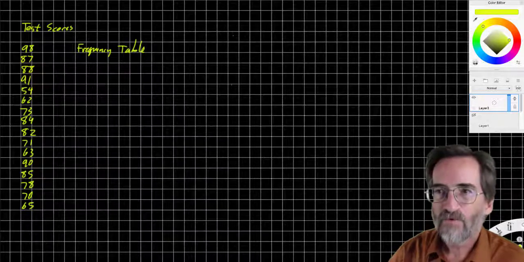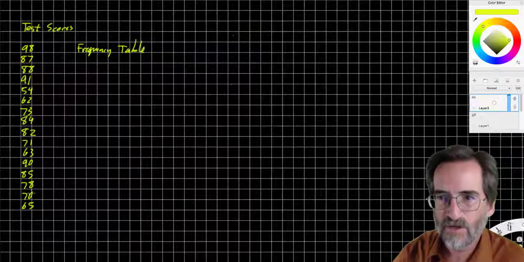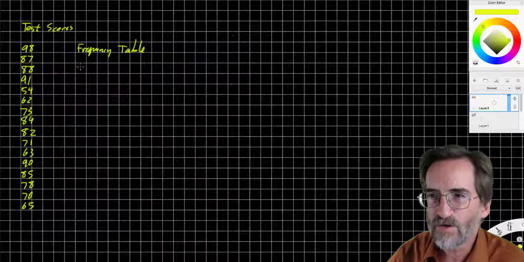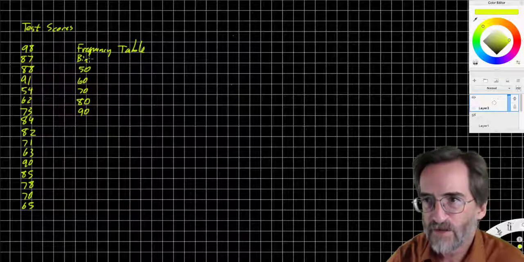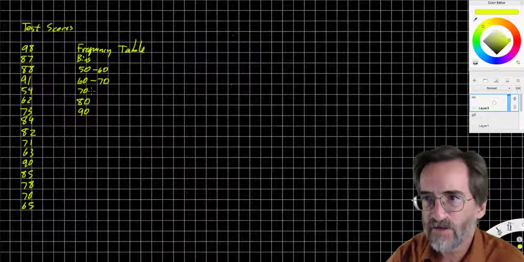Okay, and for the frequency table, I take note of what the largest and the smallest numbers are. The largest number seems to be 98. The smallest number, I think, is 52. So 50s. Okay. Let's see, 50, actually that's going to work pretty well to do this. So 50, 60, 70, 80, 90, okay? And these are called bins. Now, it's 50 to 60, 60 to 70, 70 to 80, 80 to 90, 90 to 100.